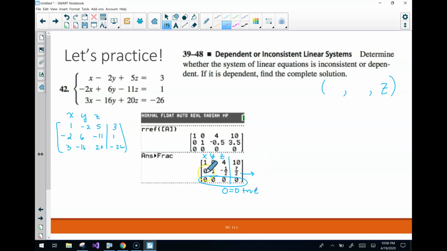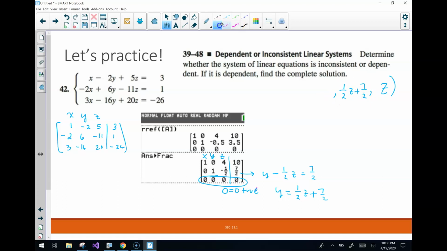Okay, so this would be 0x plus y minus 1/2 z is equal to 7/2, or y equals 1/2 z plus 7/2. That's going to go into the y position of our ordered triple. 1/2 z plus 7/2.